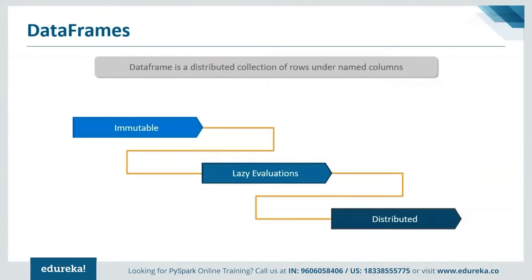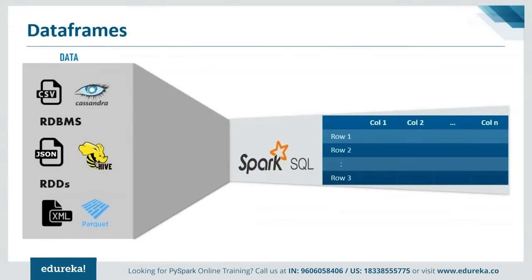It can be created using different data formats, like loading the data from source files such as JSON or CSV, or you can load it from an existing RDD. You can use databases like Hive, Cassandra. You can use Parquet files. You can use CSV, XML files. There are many sources through which you can create a data frame.